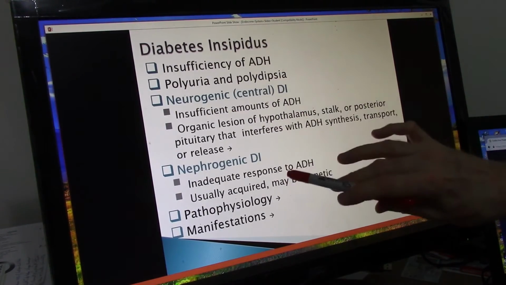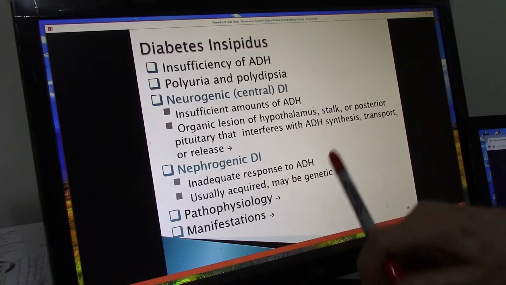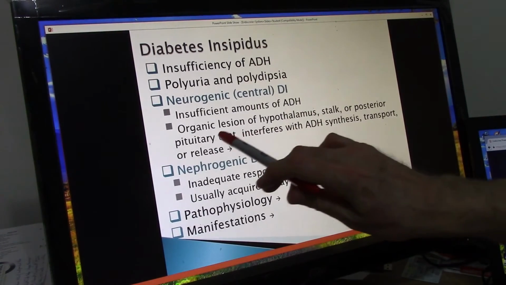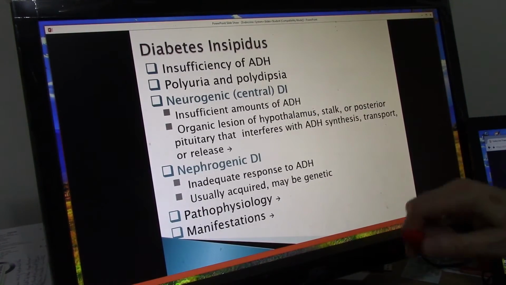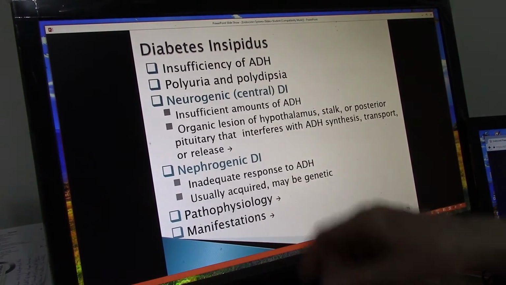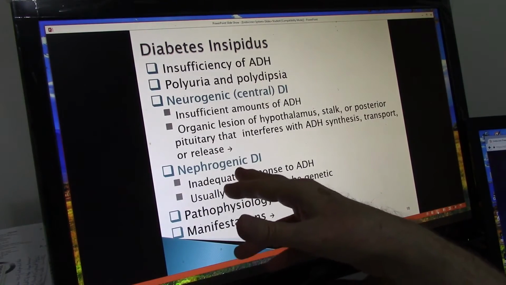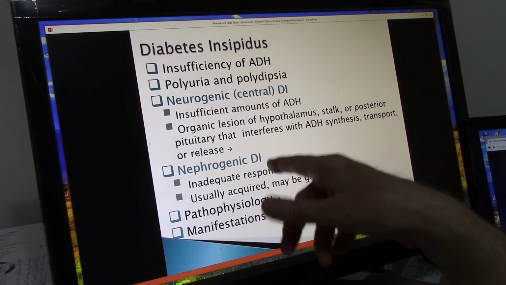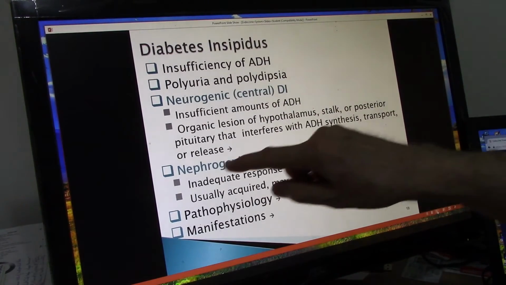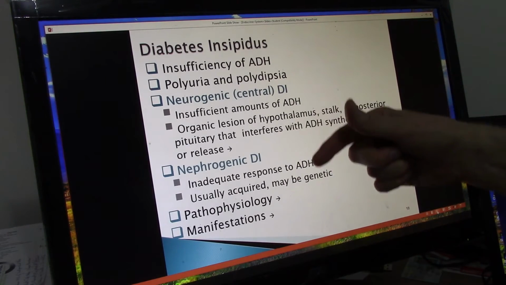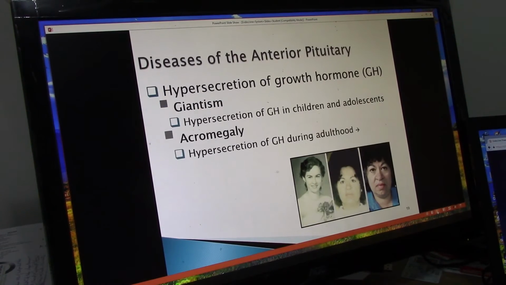Now, there's a couple possible causes of this. One is neurogenic or central, which means that they don't have enough ADH. What could cause that? Well, you could have a lesion on the stalk, which limits the flow of ADH, or it could be nephrogenic, because remember, ADH targets the nephron, it targets the kidney. And if the kidney does not respond to ADH for whatever reason, even the ADH itself could be normal, but if the kidney is dysfunctional, it's not going to respond to the ADH. And it's just going to continue to let the water flow out in the urine.